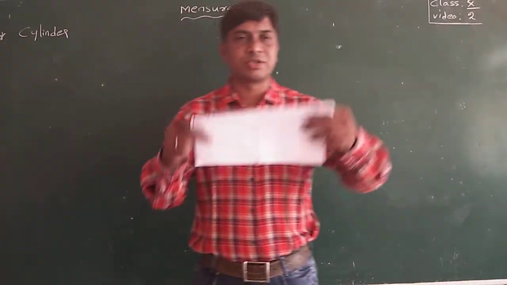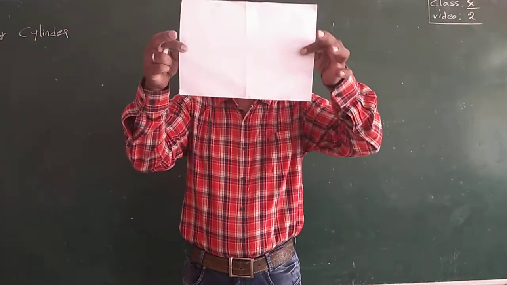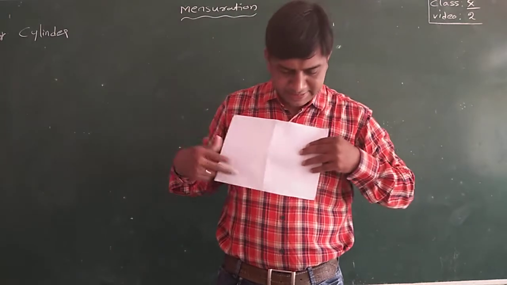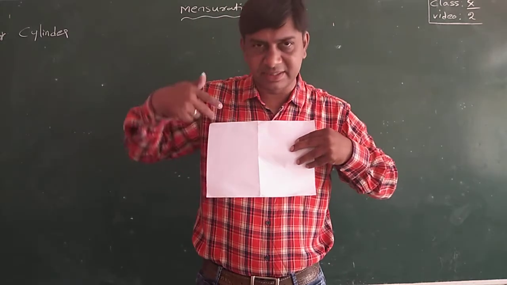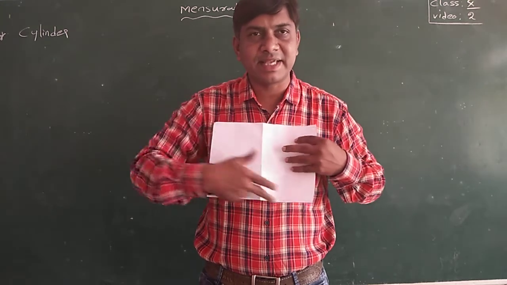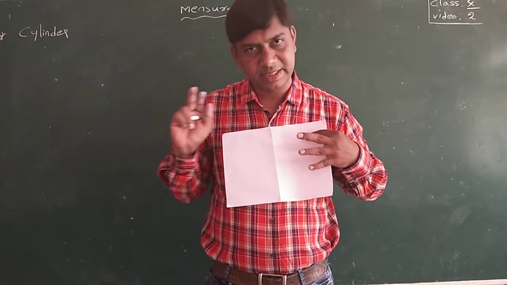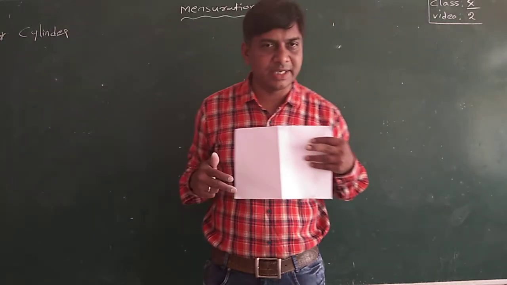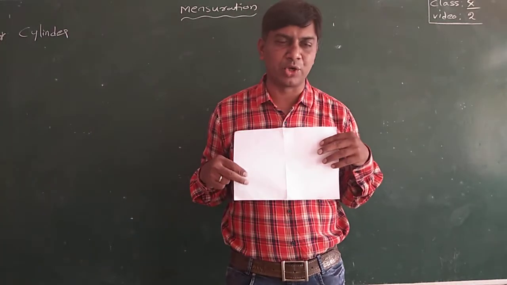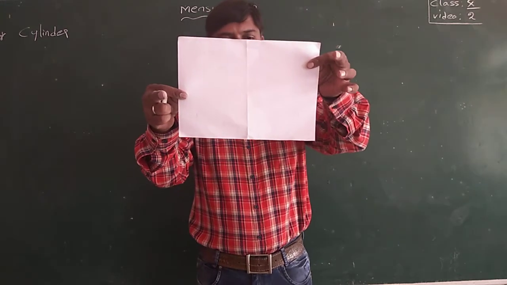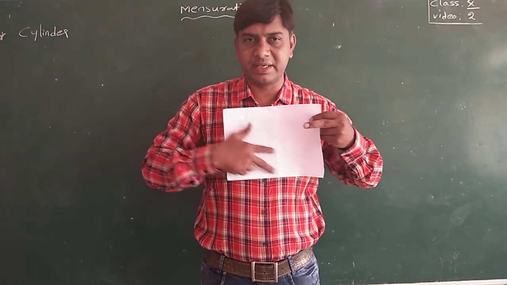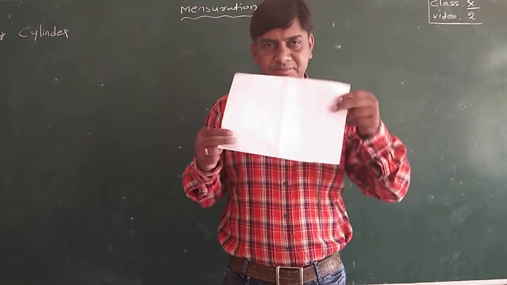Now see here, before I start the cylinder. So what is this one? A paper which is in the shape of a rectangle. In the rectangle, this is the length and this is the breadth. Area of the rectangle formula is L into B. Everyone knows very clearly how to find the area of the rectangle, a two-dimensional figure. Length into breadth gives the area of the rectangle.